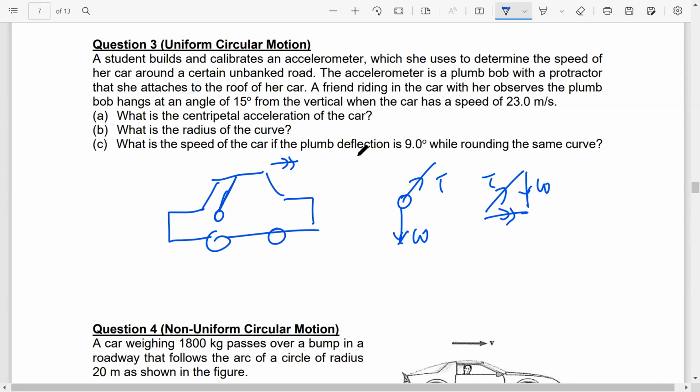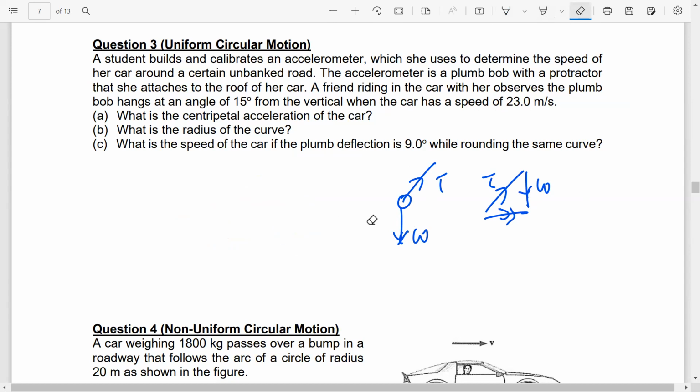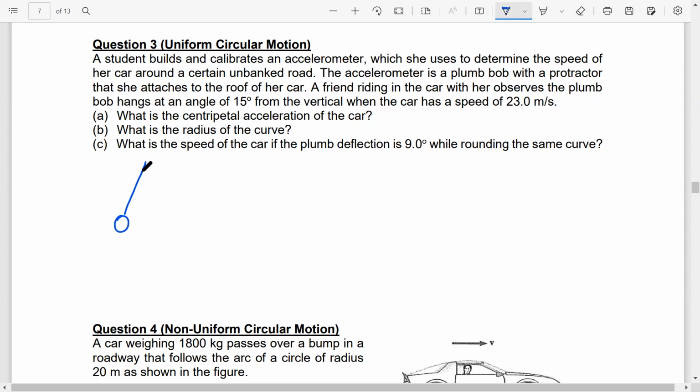Now, in this situation, it is at a constant speed, but there is still a centripetal acceleration. It will still be something similar, but it will not be backwards to the car, but to the side of the car. So there will still be a bend. If you look at the front view, it will look like this. We let this angle be 15 degrees.